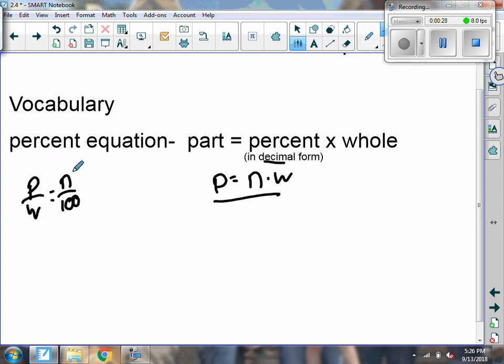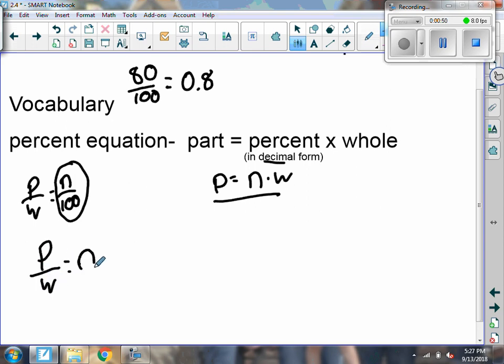So if you remember, when we have a percent over 100, so let's say I have 80% over 100, if I were to simplify that and put it as a decimal, that would be 0.8. So when we write our percent as a decimal, we're really just simplifying this fraction right here. So that leaves us with our part over our whole is equal to our percent in decimal form.